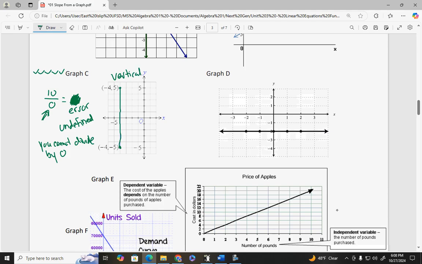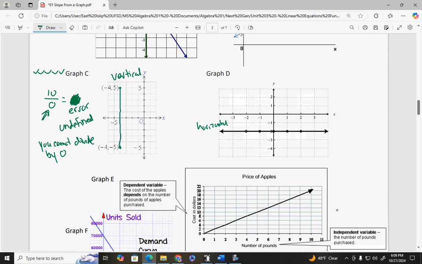And in graph D, do you agree that this is a horizontal line? So they can't have the same slope then, right? Because didn't we just say that slope is related to the slant of the line? So both these lines can't have the same slope because they're not slanting the same way. One of them is vertical, one of them is horizontal. All vertical lines have an undefined slope. That's a true statement. All vertical lines have a slope that we say is undefined.